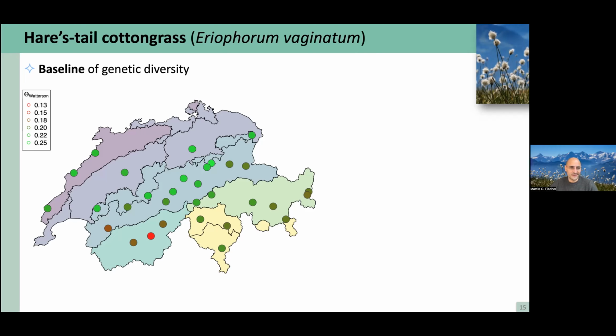But it still means that in this case, green are populations with high genetic diversity, and red are populations with lower genetic diversity. And in this case, it's nearly half the genetic diversity of the red populations compared to the green populations. There are some clear patterns, and it seems that there is a hotspot in central Switzerland, and to the border to the north, there are slightly lower genetic diversity populations.